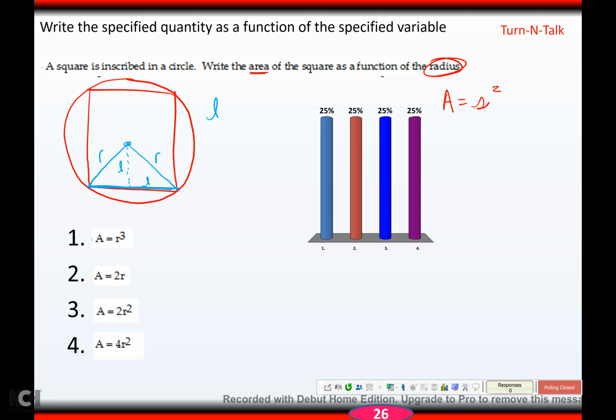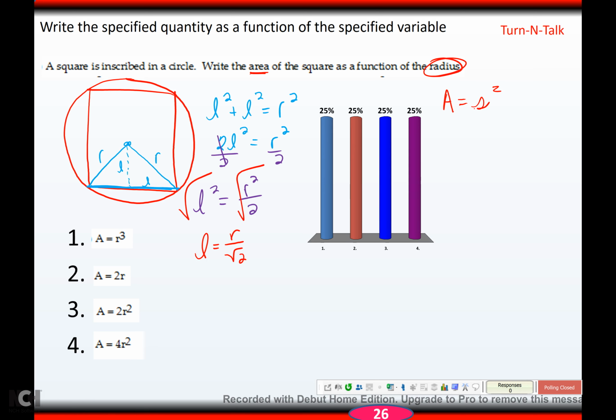So we go leg squared plus leg squared equals hypotenuse squared. Okay, we're going to combine and we get 2L squared equals R squared. Again, I'm trying to figure out what L is, so I'm trying to get L alone. So I'm going to divide by 2, divide by 2. I get L squared equals R squared over 2. Kill the square by taking the square root of both sides. I get L equals the square root of R squared on top is R over the square root of 2.